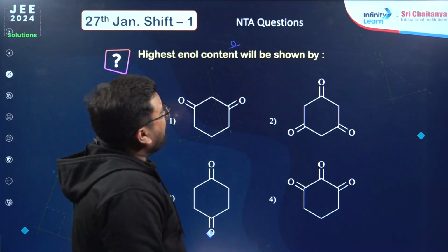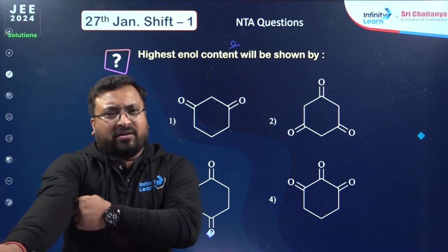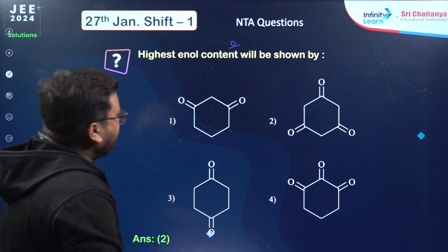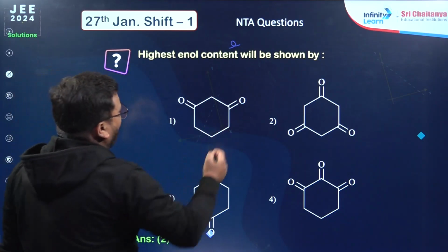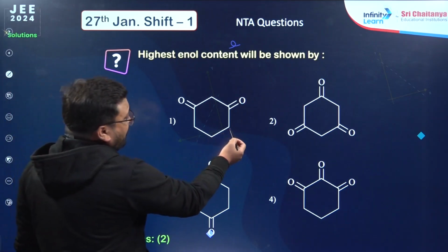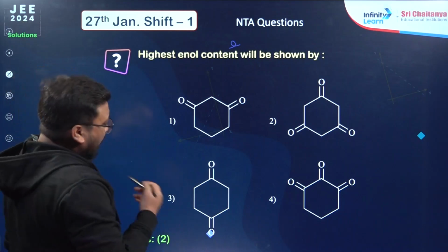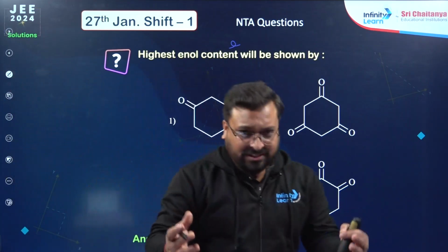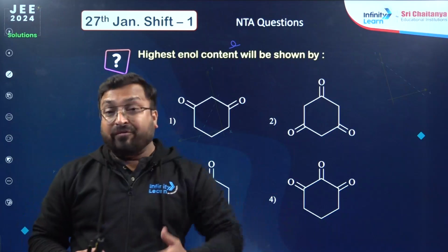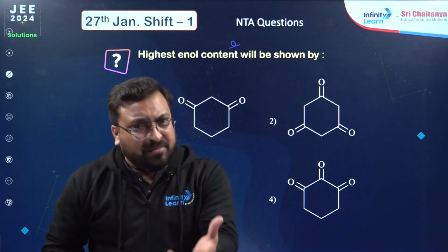Highest enol content will be shown by. Once again, a very popular question, and students, I hope everyone has secured +4 marks in this question. So for keto to enol conversion, the adjacent carbon should be sp3 and an alpha hydrogen should be present. So actually, you also know one concept. Generally, keto form is stable, but enol form is favorable when some special effect of chemistry takes place.